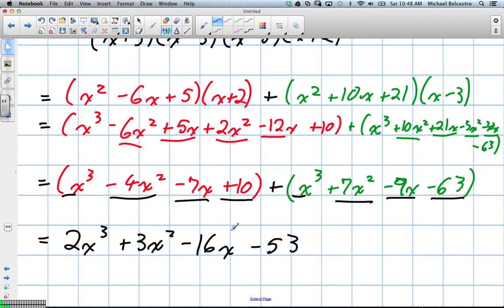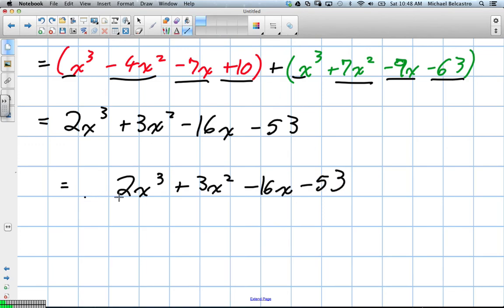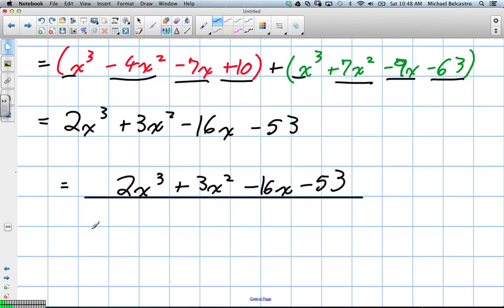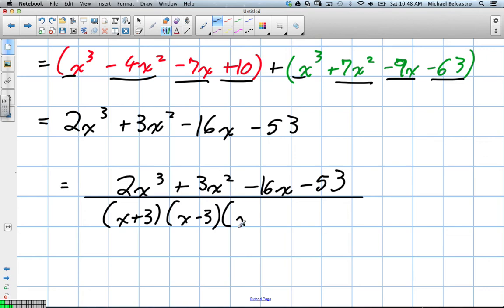So here's our numerator. Now we haven't talked about factoring these before, have we? No, we haven't factored it. So essentially this will be our numerator on the top: 2x cubed plus 3x squared minus 16x minus 53. And our denominator on the bottom, which was x plus 3, x minus 3, x minus 5, and x plus 2.